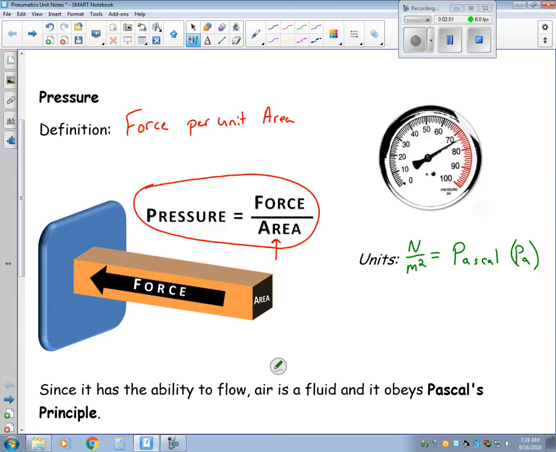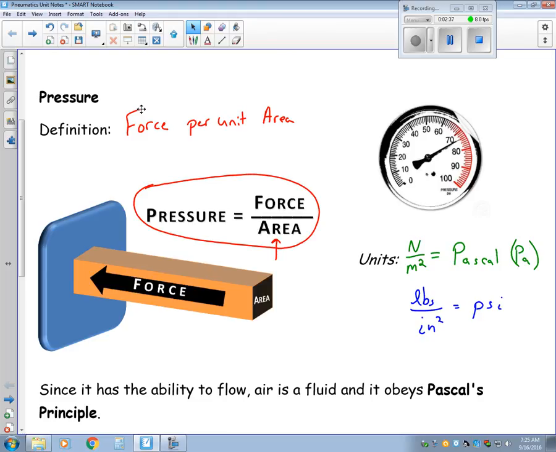Now, that's obviously the metric system. In the imperial system, we measure force with pounds, and we measure area with square inches. So PSI, pounds per square inch. And that's really all there is to pressure. We have atmospheric pressure, which is right around 100,000 pascals. Got tire pressures in your car, maybe 40 to 50 psi. So there's all kinds of things.